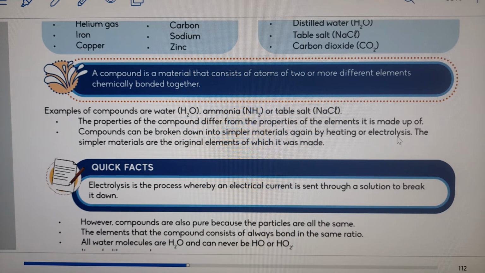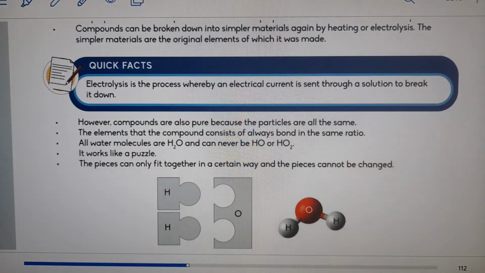So what is electrolysis? They say compounds can be broken down by heating, which we know, or by electrolysis. Electrolysis is the process whereby an electrical current is sent through a solution to break it down. So we break down a solution using electrical current. That is electrolysis. So let us continue with compounds.